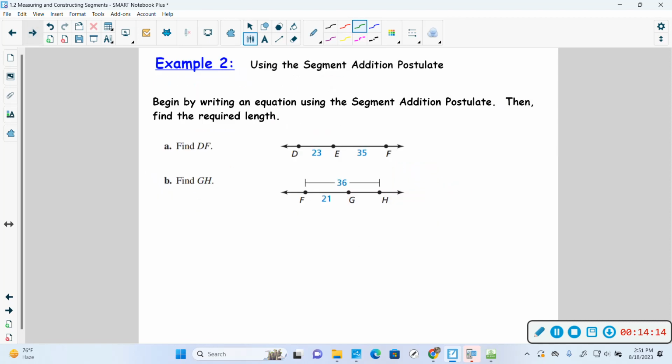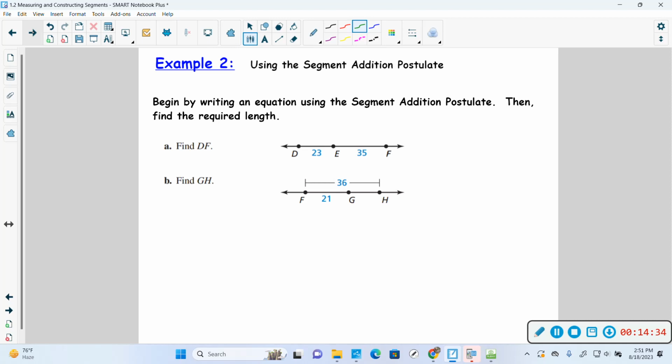Use the segment addition postulate. Okay, begin by writing an equation using the segment addition postulate, then find the length. Now, I'm 100% confident you can tell me the length of DF. Don't yell it out, just do it mentally. From D to F, you probably have a number in your head, right? Probably can write it down.